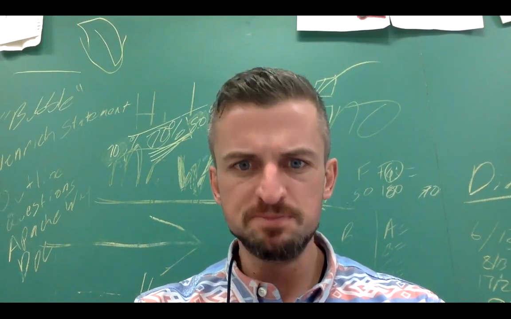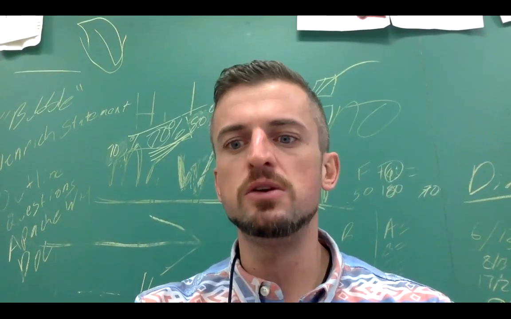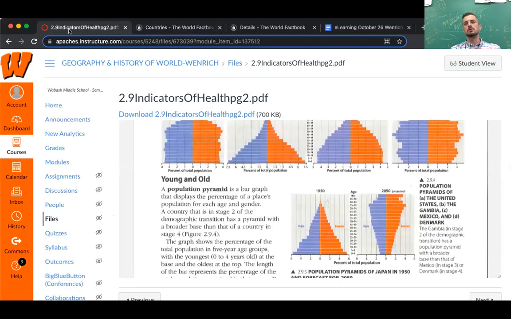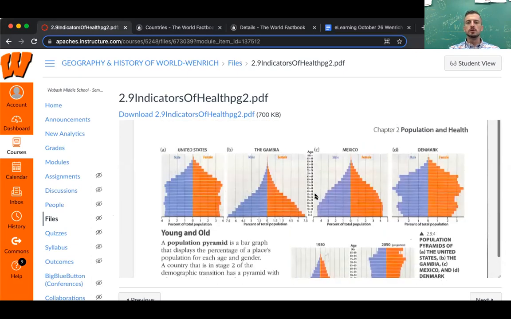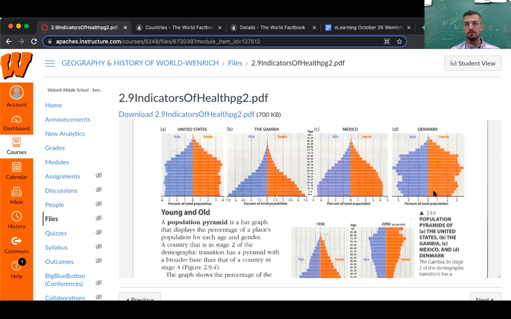Okay, I'm going to share my screen and show you a couple of resources. Number one, definitely want to use your book. I will link this particular part of the book to you in today's assignment. It'll tell you about the population pyramid, and it will give you an explanation between stage 2, 3, and 4 of the demographic transition. A demographic transition is just a way of describing where a country is at. No country is in stage 1, so your options are 2, 3, and 4.